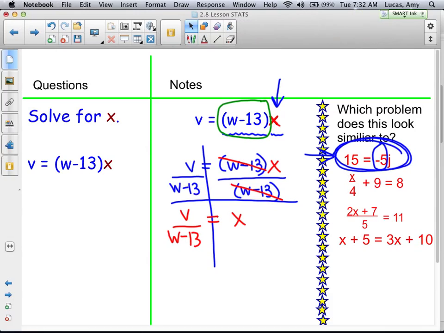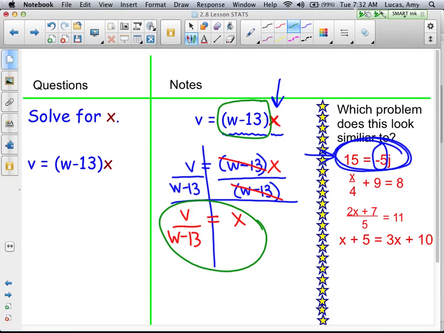Very tricky. So do not distribute, because if you distributed the x, you would have two x's in your problem, and that's not what we want. We only want one because we're trying to isolate it. So to isolate, divide by w minus 13 instead of multiplying by it. It was being multiplied. To undo that, you divide.